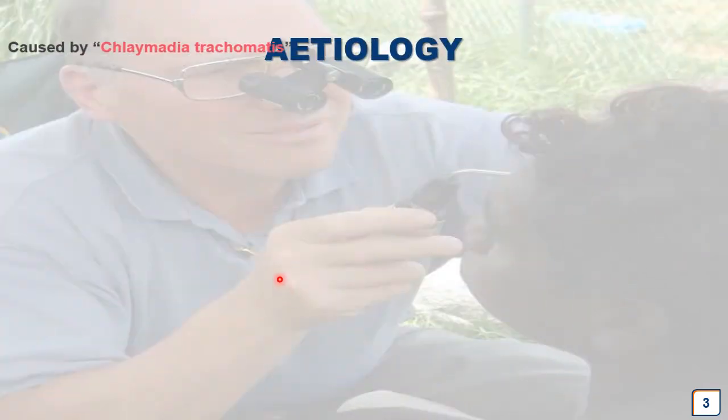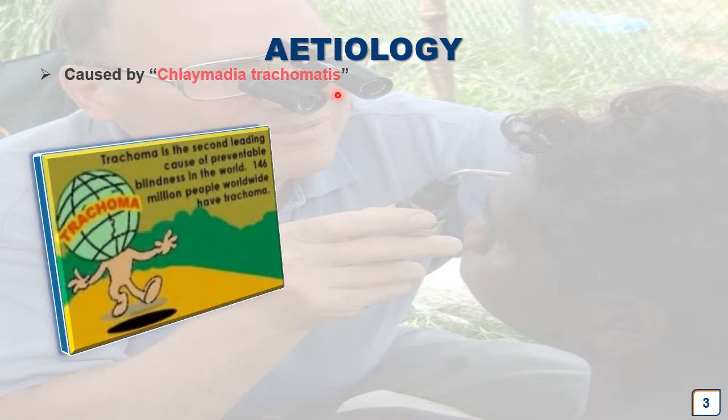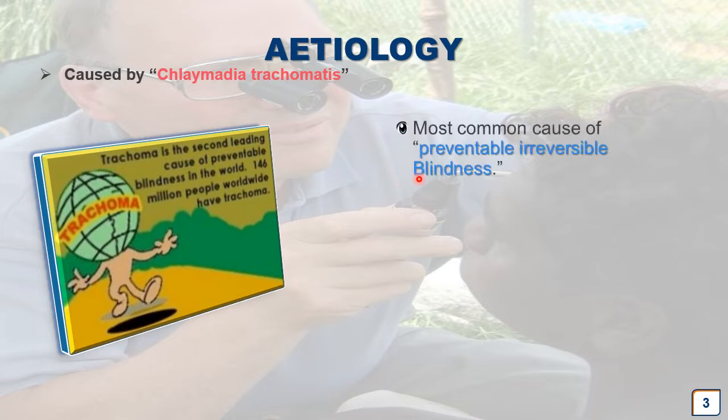Etiology. Trachoma is caused by Chlamydia trachomatis. Chlamydia trachomatis is an obligate parasite. Trachoma is the most common cause of preventable irreversible blindness. Trachoma is the second leading cause of blindness in the world.